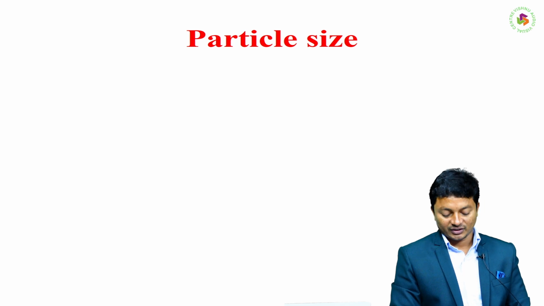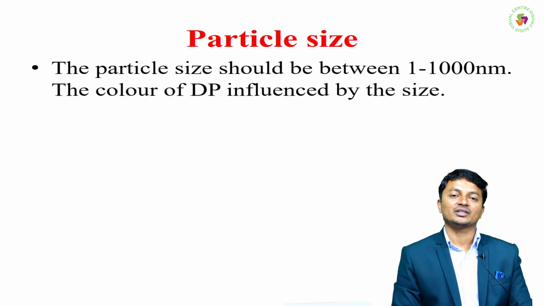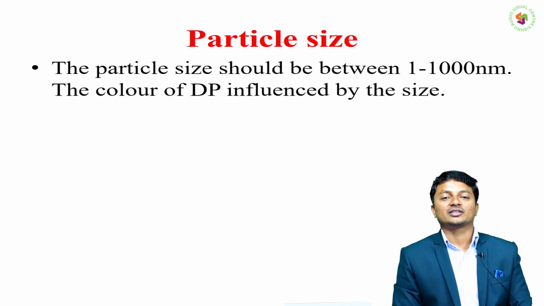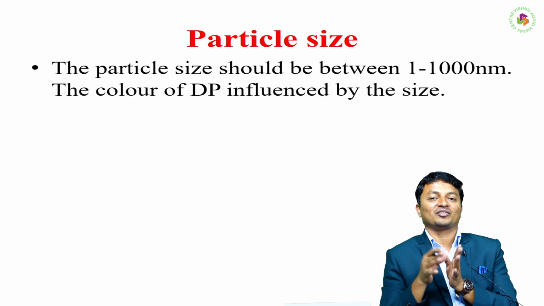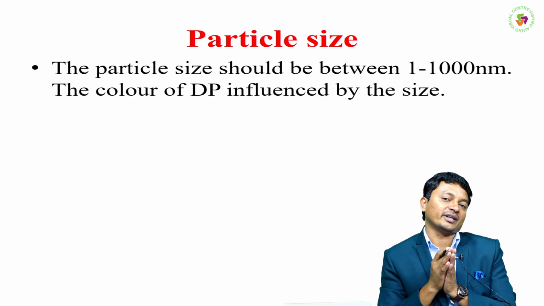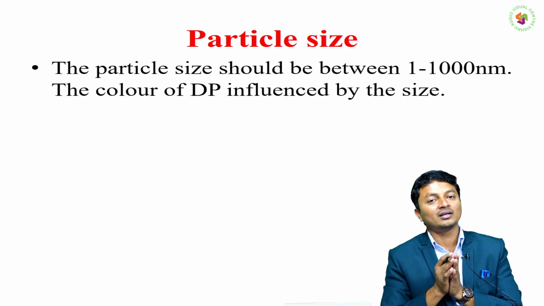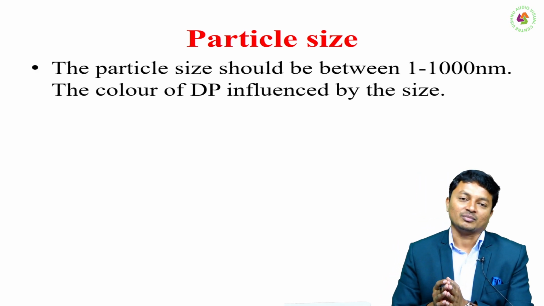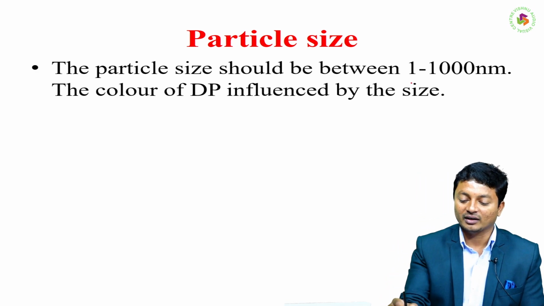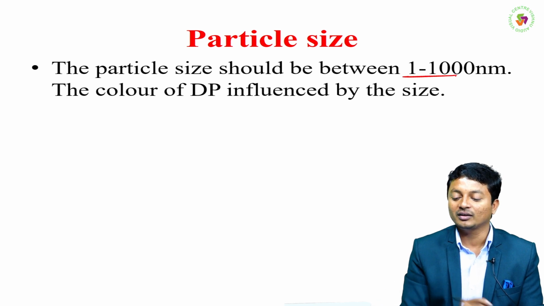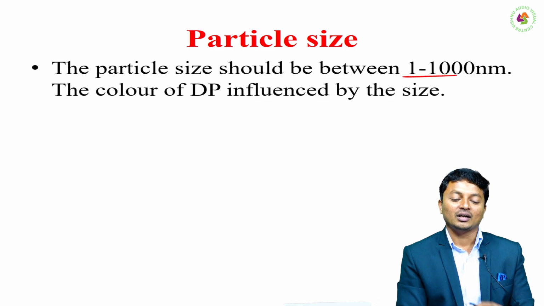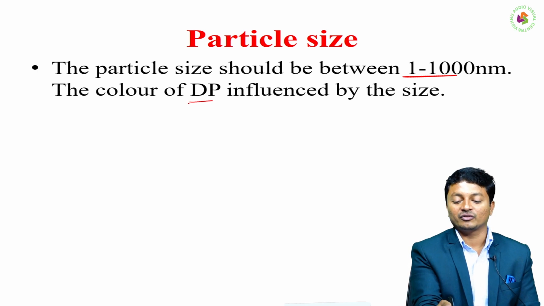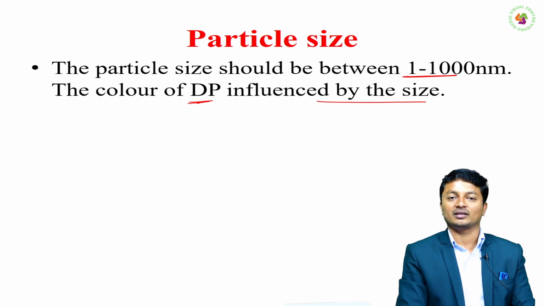Coming to the particle size, as we discussed in the previous video, the substance which contains 1 to 1000 nanometer of particle size is known as a colloidal substance or colloidal system. Similarly here, the particle size should be between 1 to 1000 nanometer, and the color of the dispersion phase is influenced by the particle size.